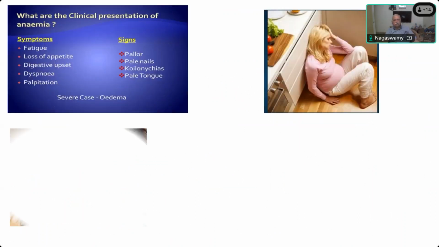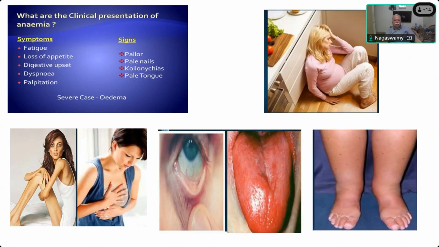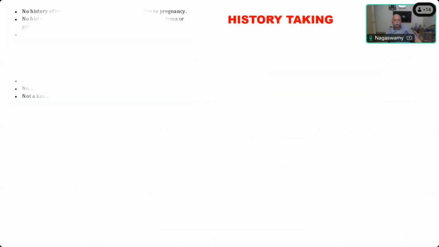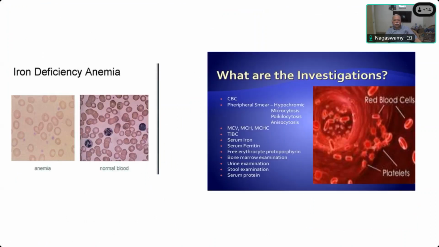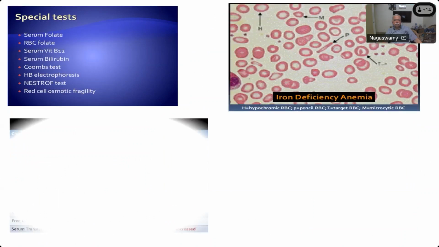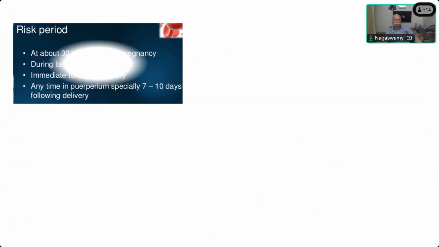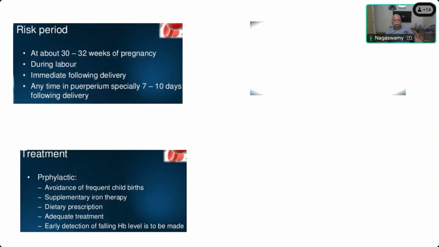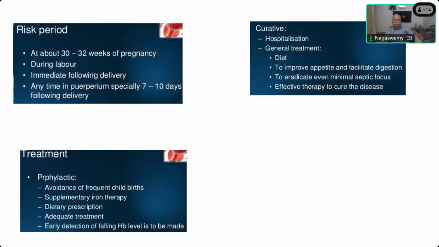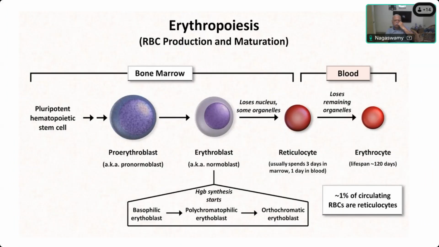And of course, these are all the clinical signs and symptoms in anemic patients. And history taking, these are all the things that you have to take. And for special investigations, again, we have seen all that. And the risk period in pregnancy, of course. And another important basic thing you must remember is erythropoiesis.